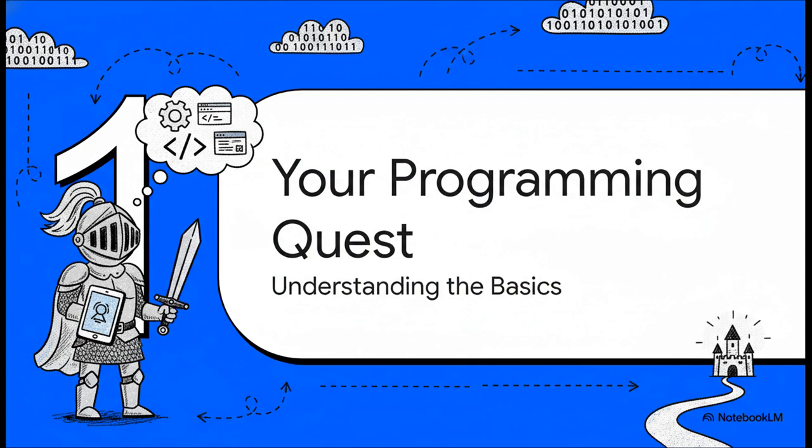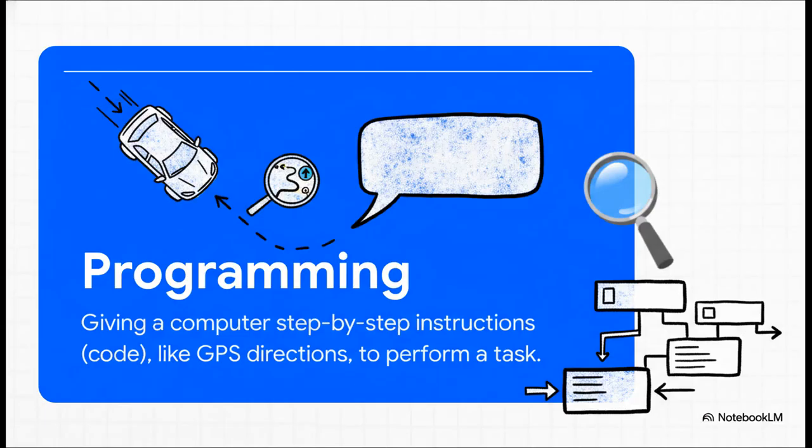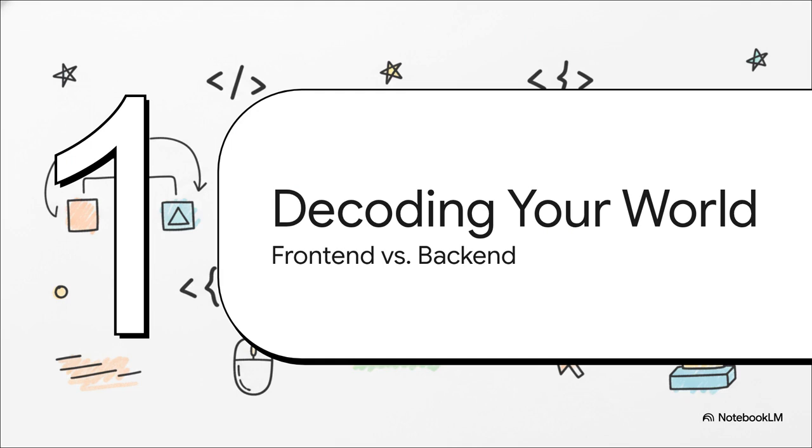Think of yourself as the hero of this story, and your mission is to learn the language of computers so you can build something awesome. The most important thing to get is that programming is just communication. It's like telling your GPS, go straight, then turn left at the next light. The computer follows those instructions perfectly, and that special language we use to give those instructions, that's what we call code.